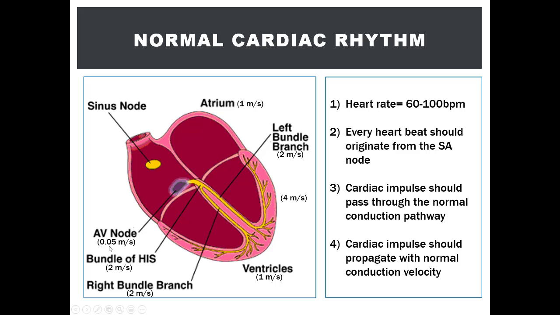The propagation is slowed down at the AV node so that the atrium has enough time to fill the ventricle before the ventricle contracts. And this is why the AV node is often referred to as the pace regulator. Now the signal then propagates through the bundle of His at 2 meters per second, then the right and left bundle branches at 2 meters per second, through the Purkinje fibers at 4 meters per second, and through the ventricles from bottom up at 1 meter per second, just like the atrium.